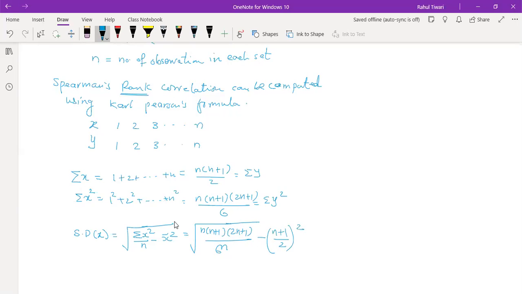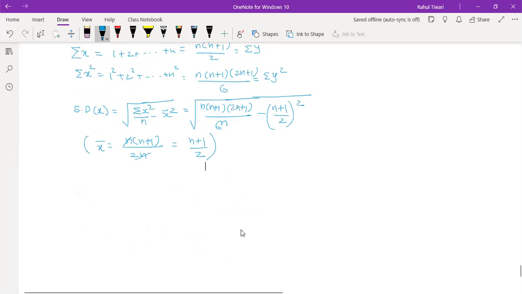I hope you can understand, right? X bar is equal to what? It is n times n plus 1 by 2n. N gets canceled, remaining n plus 1 by 2. This is just for your understanding. Therefore, the standard deviation of x is going to be, you can simplify this. If you just simplify, just look at this, what you can do is pull this out. What is this one?